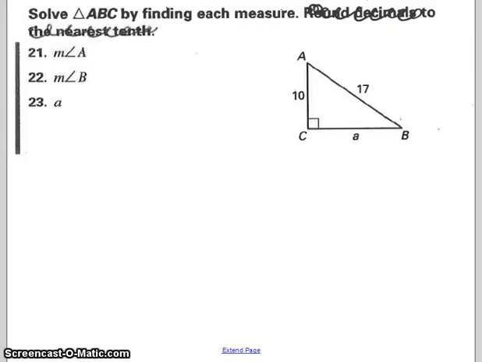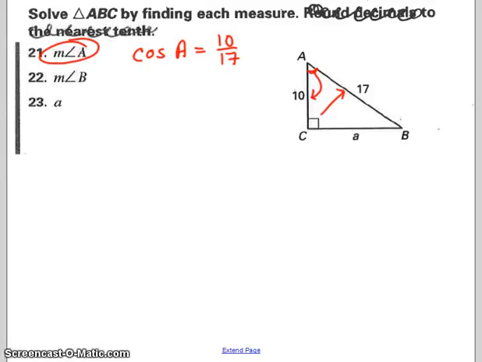Last three, we want to find the measure of angle A, and we have two sides. Okay, so again, we could use our trig ratios. We know the adjacent side to angle A, and we know the hypotenuse. Adjacent over hypotenuse, so we're going to use cosine of the angle, we don't know what it is, equals 10 over 17. Now we have to find A, so we got to get A by itself.